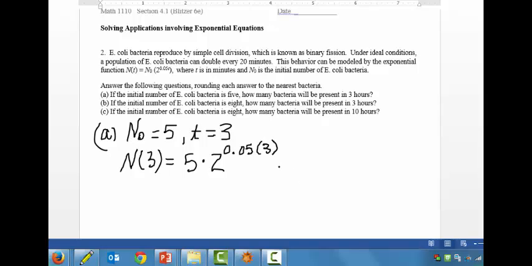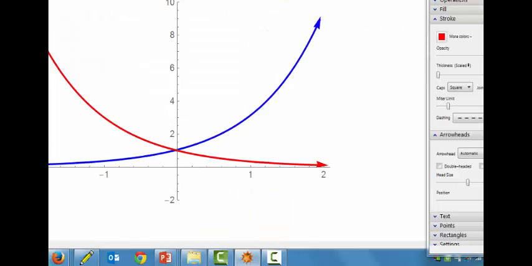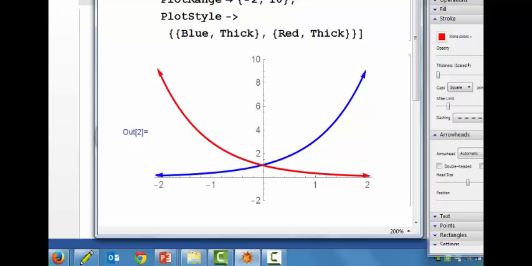So let's use Mathematica to do this. I want to point out a problem we run into in Mathematica.